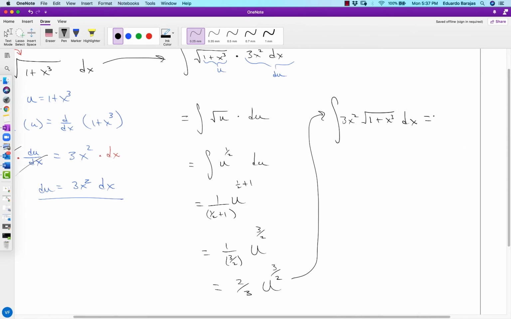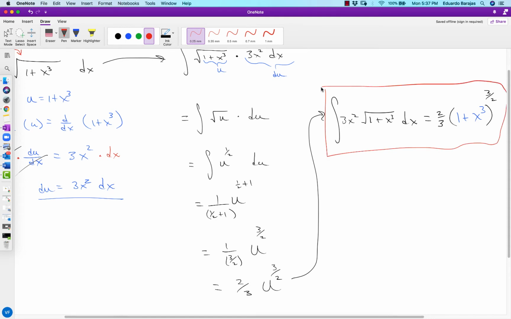and I'm just going to copy this thing, which is going to be 2/3 parentheses, and then instead of a u, I'm going to go back to x as 1 plus x cubed. That's my u. And then all of it gets raised to the power of 3 over 2. Good. So there's my final answer. And I can check it quite easily. Check. If it's in fact true, if I really did find the antiderivative, it must be true that the derivative of this thing equals that.